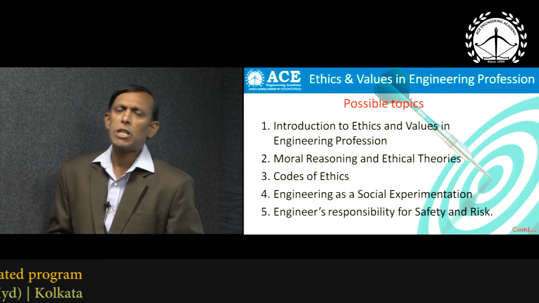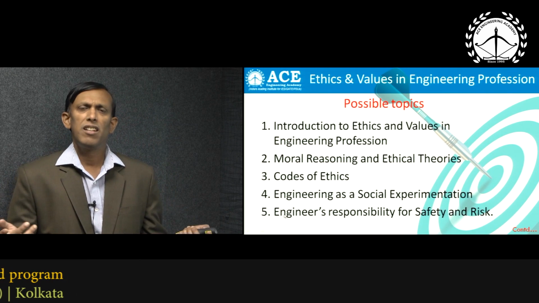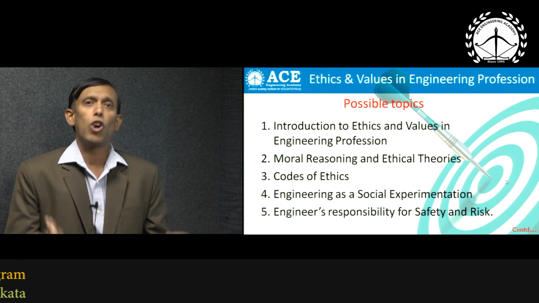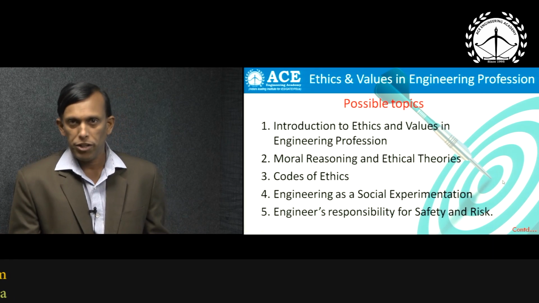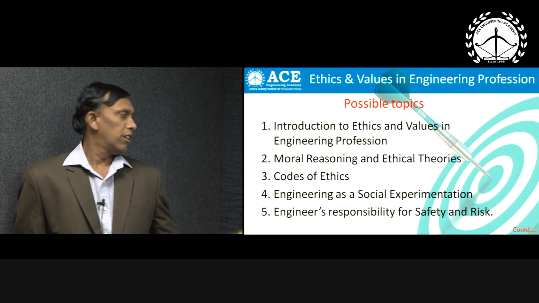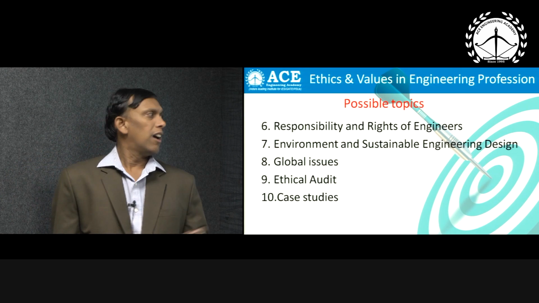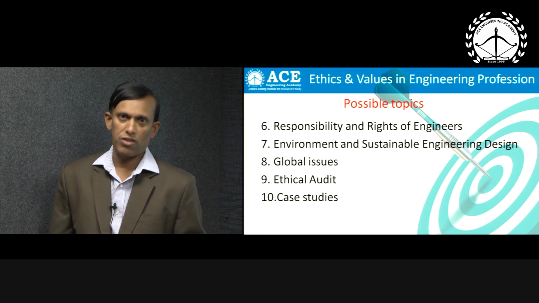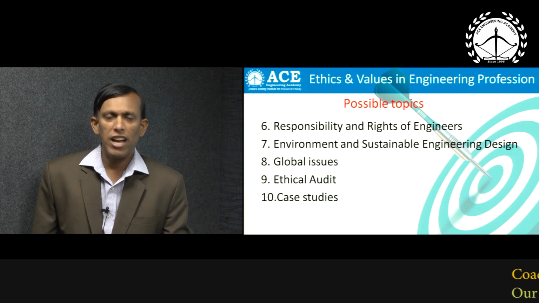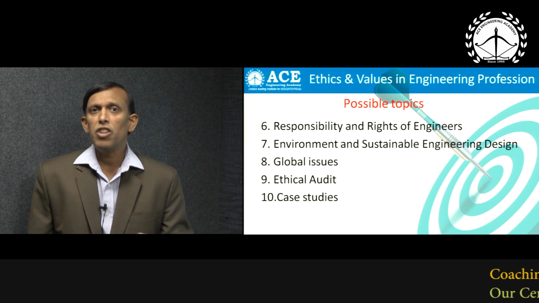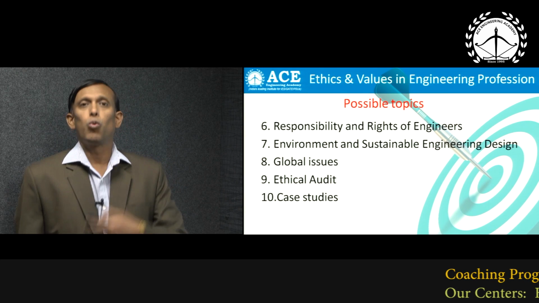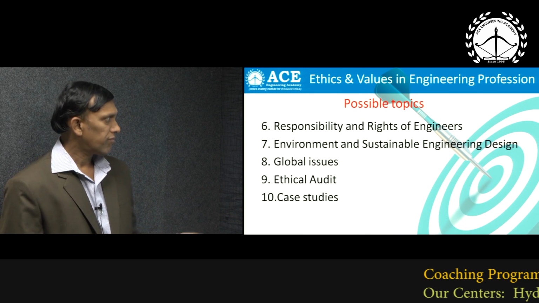Fifth is engineers' responsibility for safety and risk. After all, anything finally should give a safe environment to the occupants and to everybody. Safety not only to the occupants, but to the environment also. The sixth one is responsibility and rights of engineers. Every individual in this world has certain rights and duties. Similarly, engineers also have their own responsibilities and their own individual rights. So what those are will be discussed here.